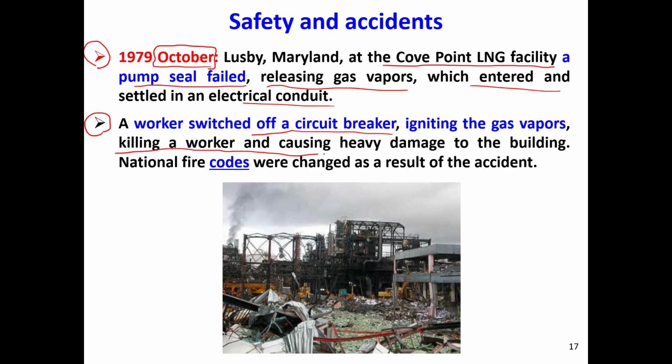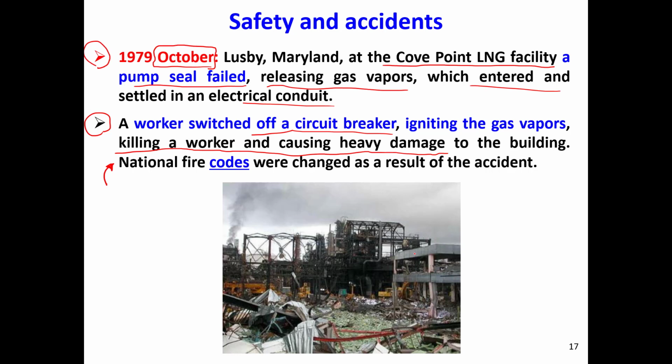And it also caused very heavy damage to the surrounding building. So there are articles and publications saying that the national fire codes were changed, updated and modified as a result of that accident, right?